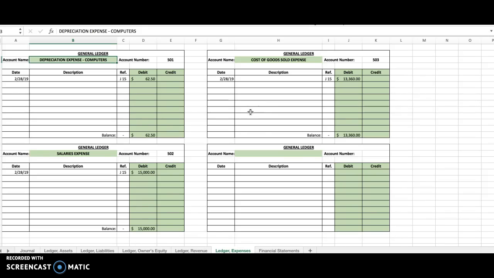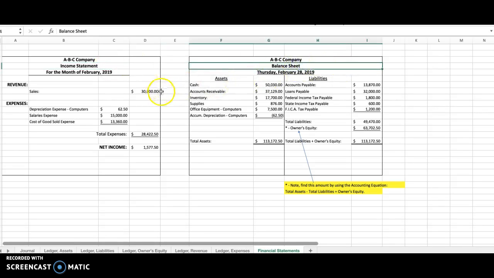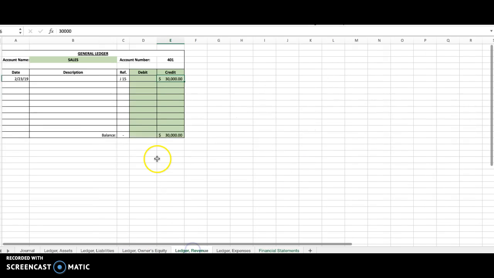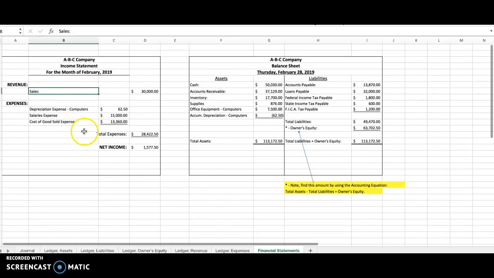Now, the next step that's new is to simply take that information from the ledger and put it over here into the two financial statements of the business. So we learned early in the course, back in semester 1, a little bit about the income statement and the balance sheet. And what we simply do is go back to the ledger and plug in the amounts. So for the income statement, we need revenue, which is sales. We just go to the revenue part, look at sales. The balance is $30,000, and so that's what we plugged in. Same way with the expenses.